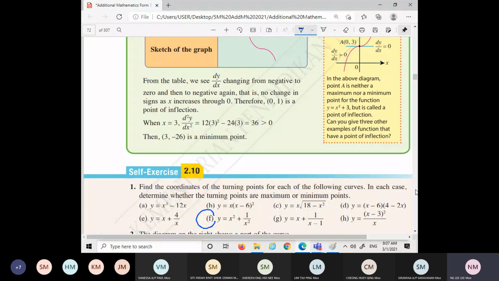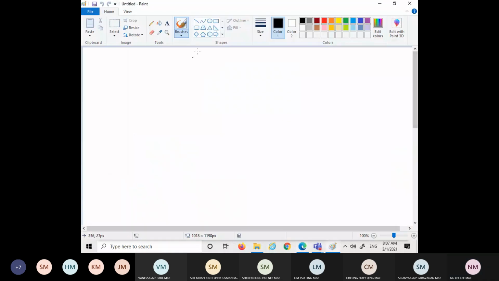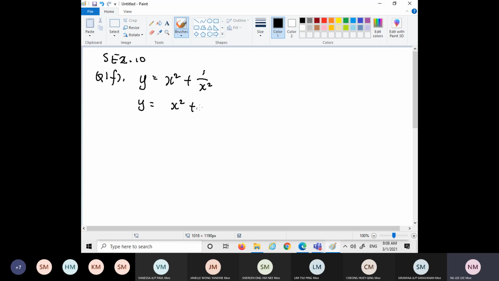Okay, this is the question: exercise 2.10, question 1F, y equals x squared plus 1 over x squared. You want to differentiate this. Before that, change this into a negative power, so x to the power of -2. Okay, differentiate this.